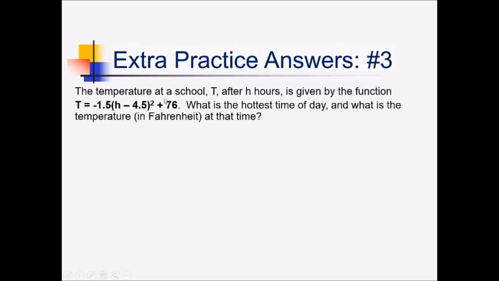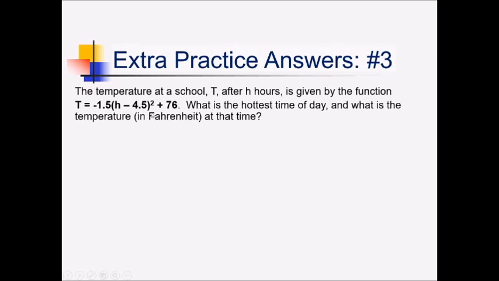On this problem, we have the temperature of a school given by this function, where T is in degrees Fahrenheit and H is the number of hours. We want to know the hottest time of day and the temperature at that time. So we're trying to maximize a quadratic function in vertex form, parabola vertex form, and we know that the max and min always happen at the vertex. So let's write down the vertex first.